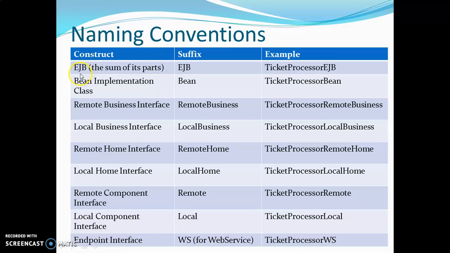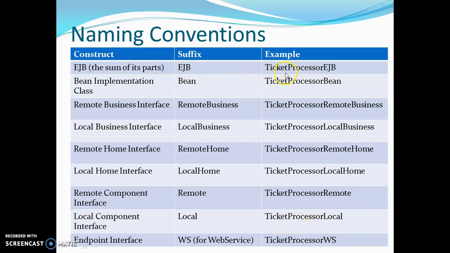So here we have the constructs, that is EJB, and then we have the implementation class, remote business interface, local business interface, remote home interface, local home interface, remote component interface, local component interface, endpoint interface. All these interfaces are being used in this particular program by making use of the ticket processing type of application. So when we are using that, we use the suffix in the form of EJB, B in remote business. All these naming conventions will tell exactly what type of file or application it is.